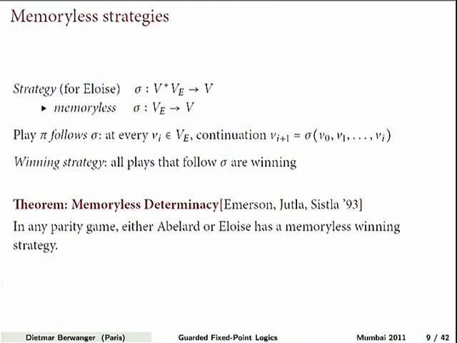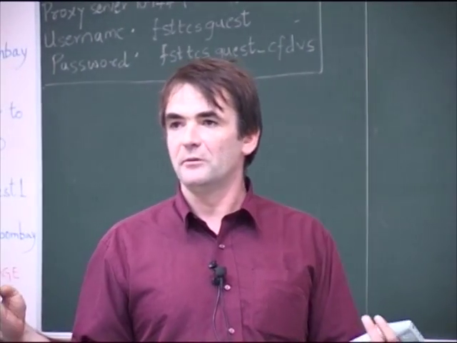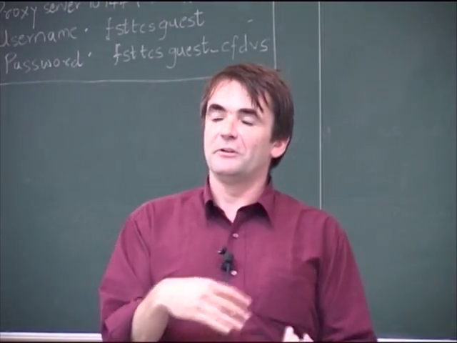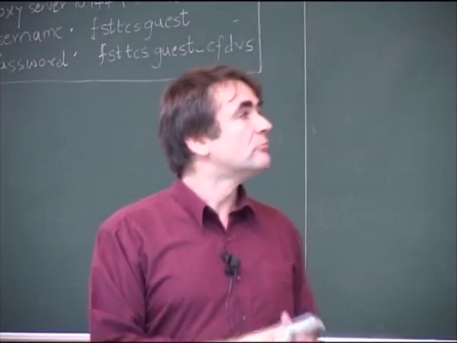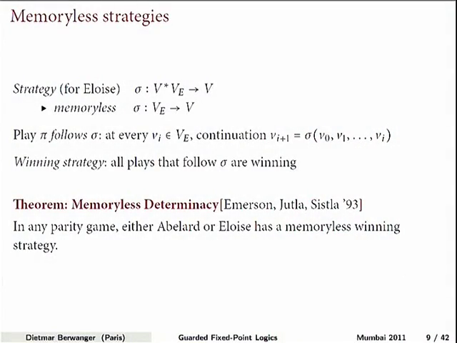A priori, it's not so obvious that either you can choose, from half of the nodes, a successor so that all the cycles are odd, or you can choose for the other half some successors so that all the cycles are even. It's quite subtle. This is the theorem that helps a lot for automata: in a parity game, it is indeed the case that you are in one of these two situations. Either Alois can choose one successor that makes all the cycles even, or Abelard can choose a successor so that all the cycles are odd.